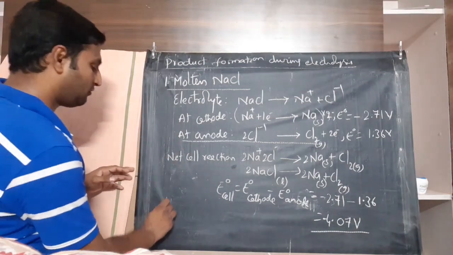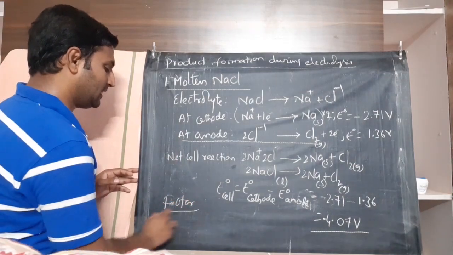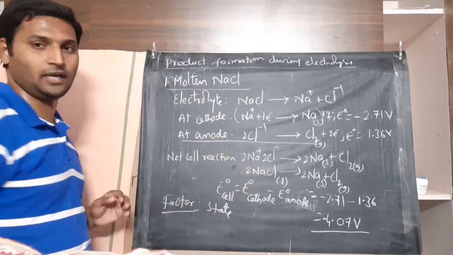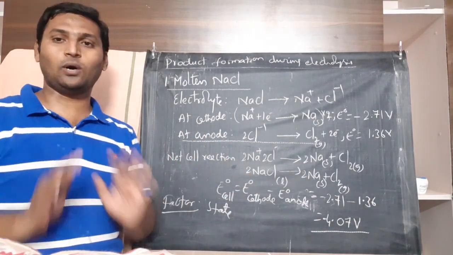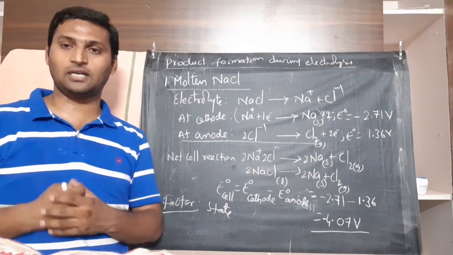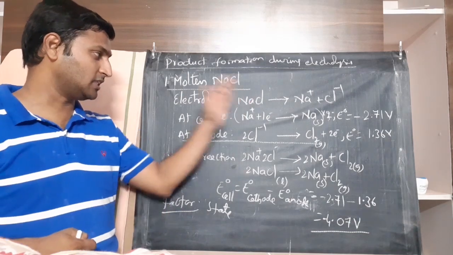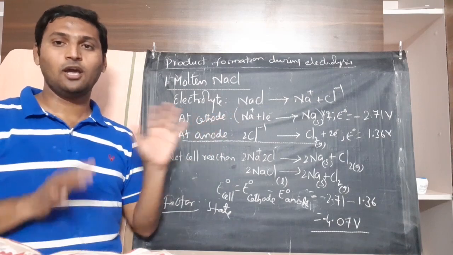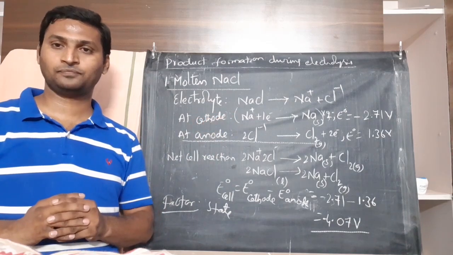Now, what factor decided the products here? The only factor is the state of the electrolyte. It was molten state. No other species were coming and competing with the electrode reactions. Only one species for reduction at the cathode. Only one species for oxidation at the anode. The process was simple to understand.